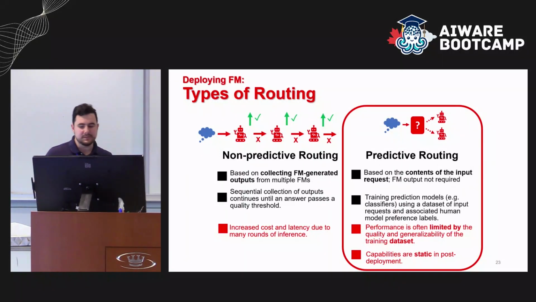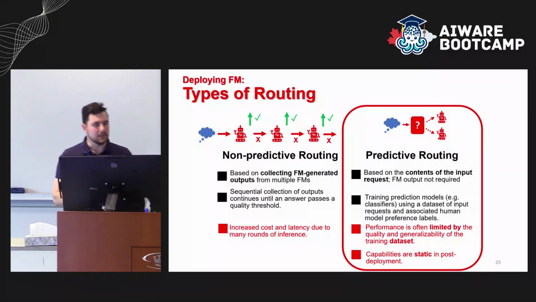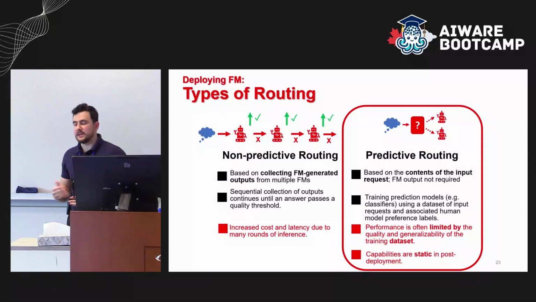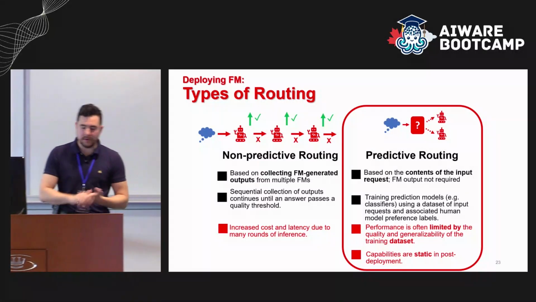Typically, this is implemented using some kind of prediction models. Your classical classifiers, if you name it, you can probably use it. And you need some kind of preference data set, where given some kind of input, you know which place to route it to.